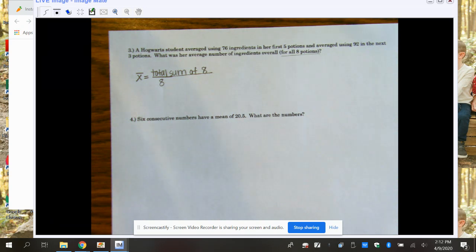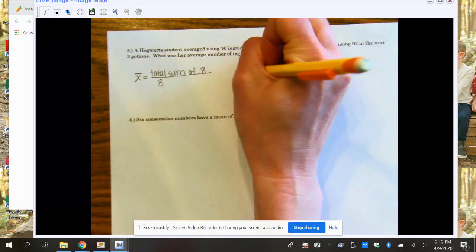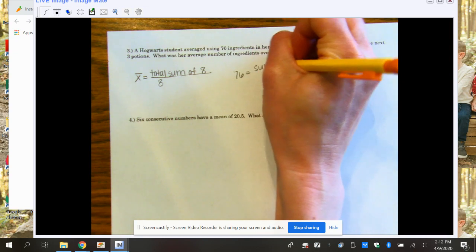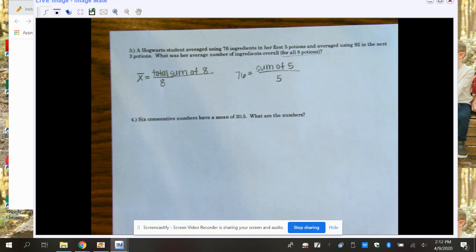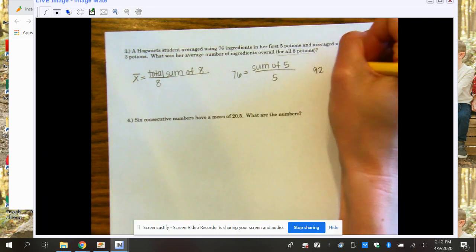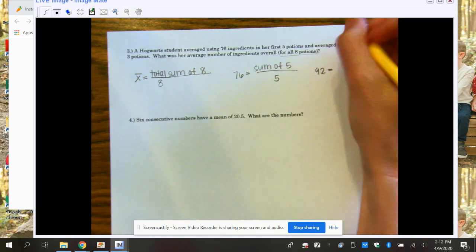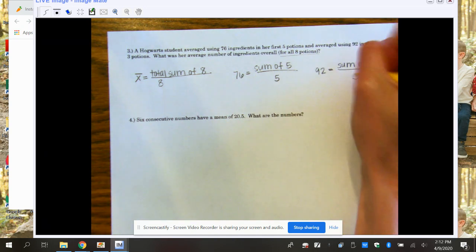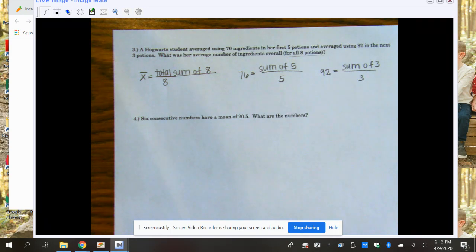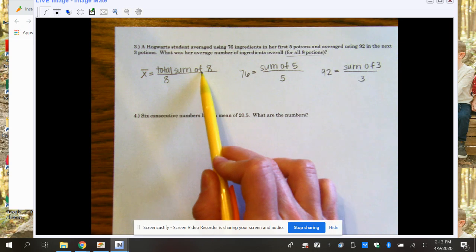So now I'm going to create 2 different equations, because I know the average of this was 76, and that's going to be the sum of the first 5 over 5. And then I know that she averaged using 92 ingredients, and we got 92 by taking the sum of 3 and dividing it by 3. Now I can find the sum of the 5 and the sum of the 3, and that will become my total sum of the 8.